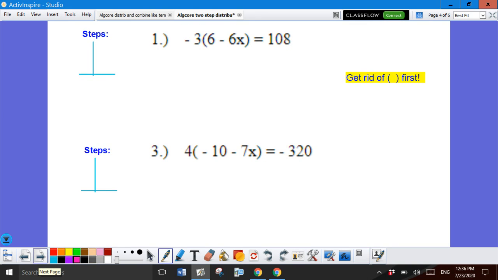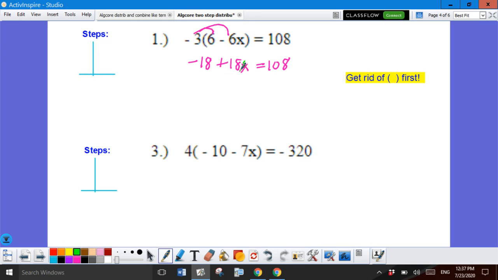All right, let's go ahead and I'll help you with the first one. Then I'm going to let you hit pause and see if you can solve the second one, and we'll go from there. So negative 3 times 6 is negative 18. And negative 3 times negative 6 is a positive 18.